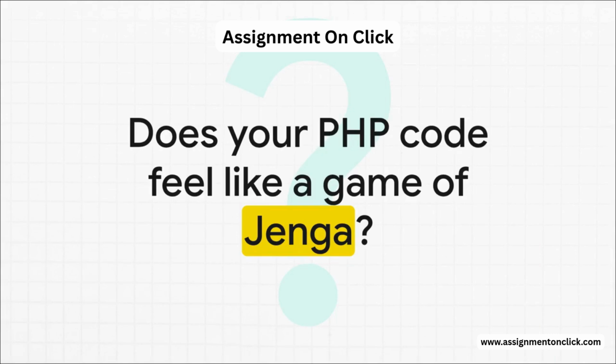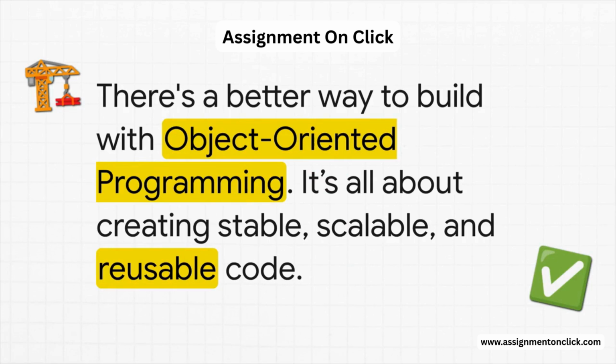So, does this sound familiar? You've got this big project, it's all one procedural mess, and you need to change one tiny thing. You go to pull out a single piece of code, and boom, the whole application just comes crashing down. It's fragile, it's unpredictable, and honestly, it's a nightmare to maintain. We've all been there. Well, the good news is there is a much, much better way to build.